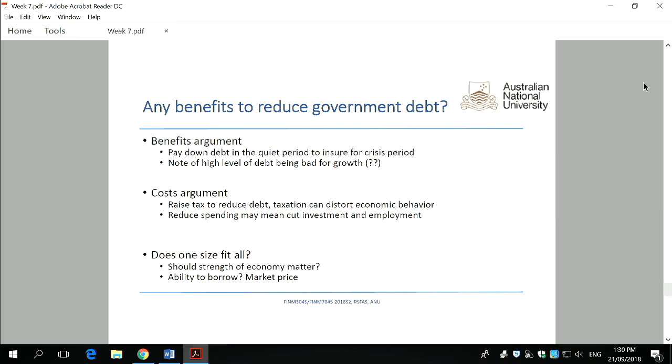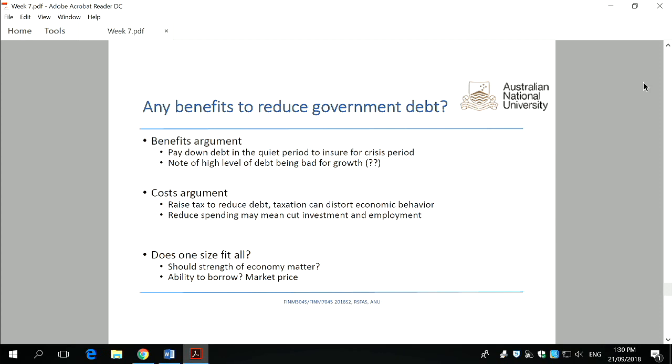Now the cost side, right? If you want to reduce debt, there are two ways. One is you raise the government's fiscal income, which is through tax, right? You have to raise more tax. And raising more tax will discourage business, right? Because the corporations have to pay more tax, and you will reduce the incentive to invest, which actually turns out to be bad for the economy.